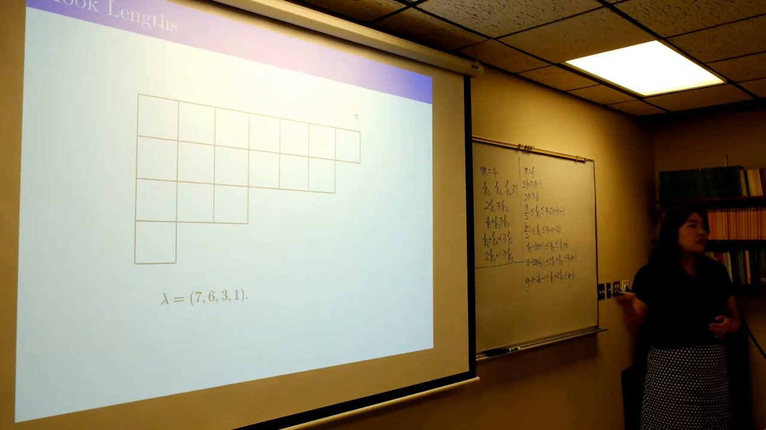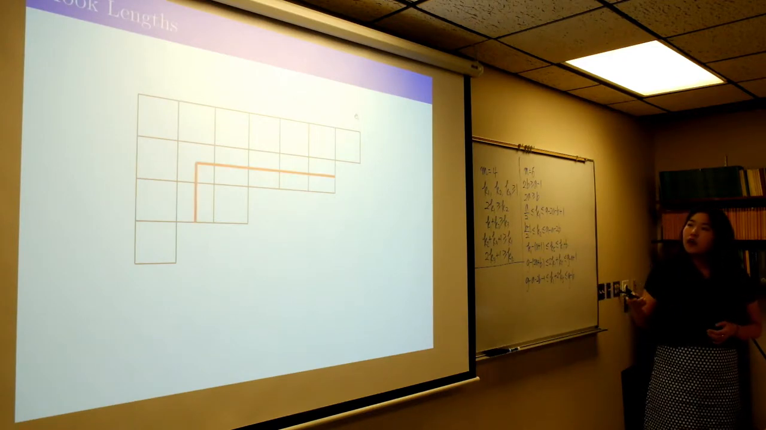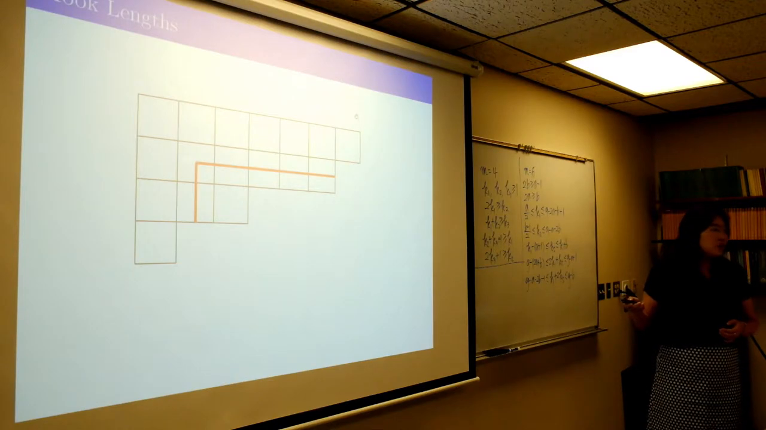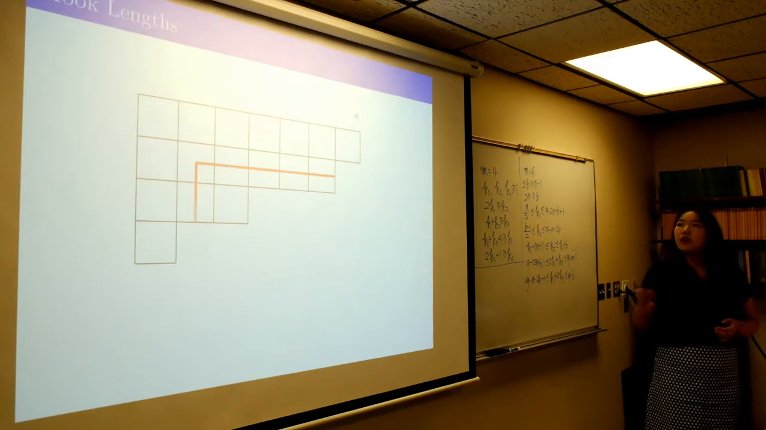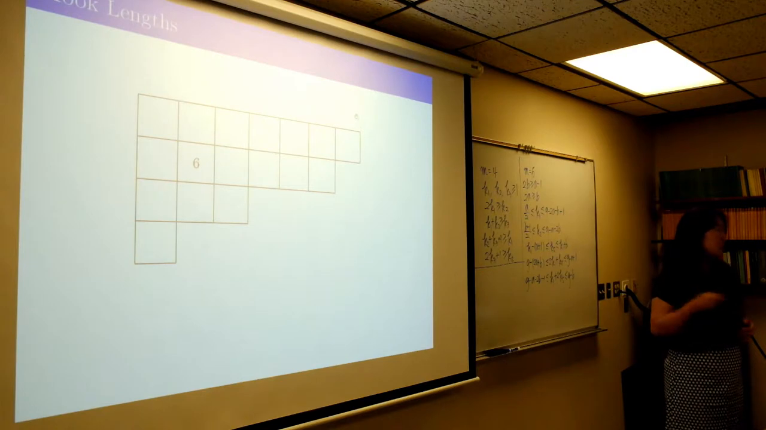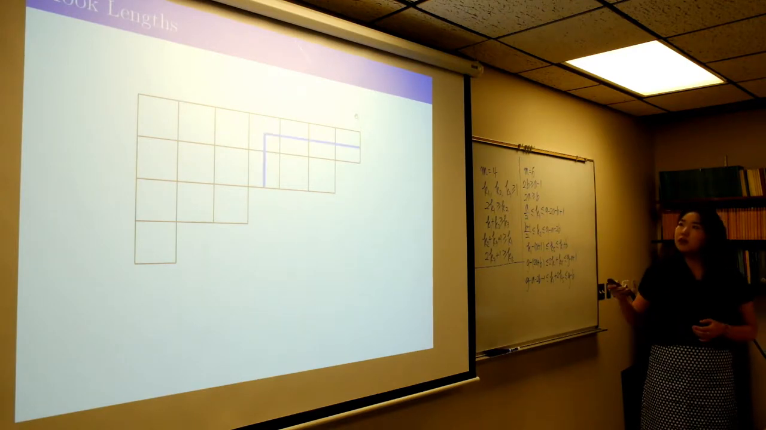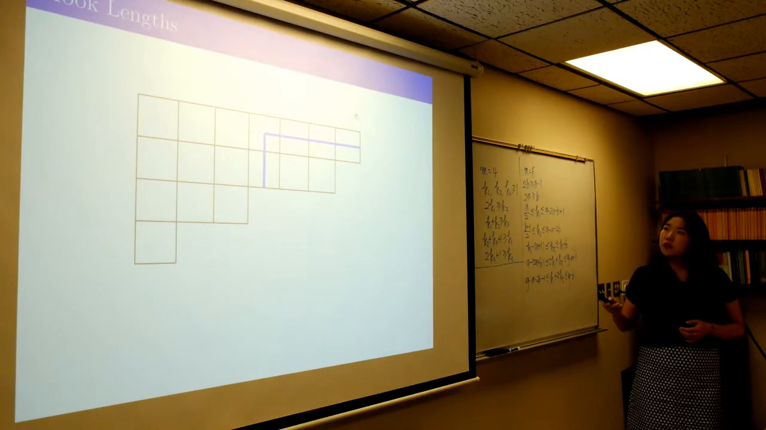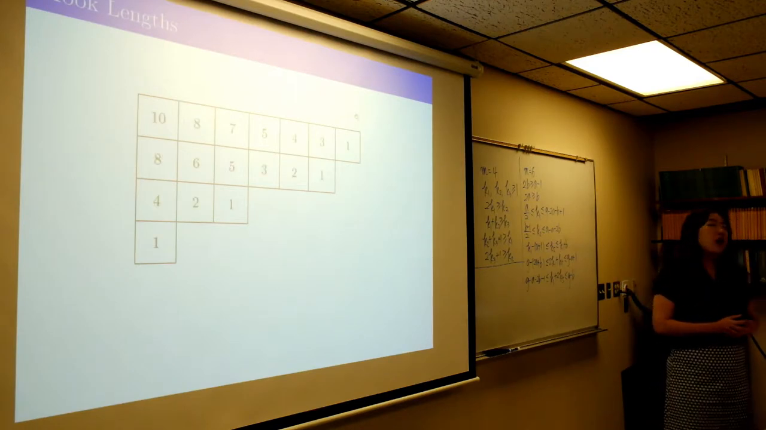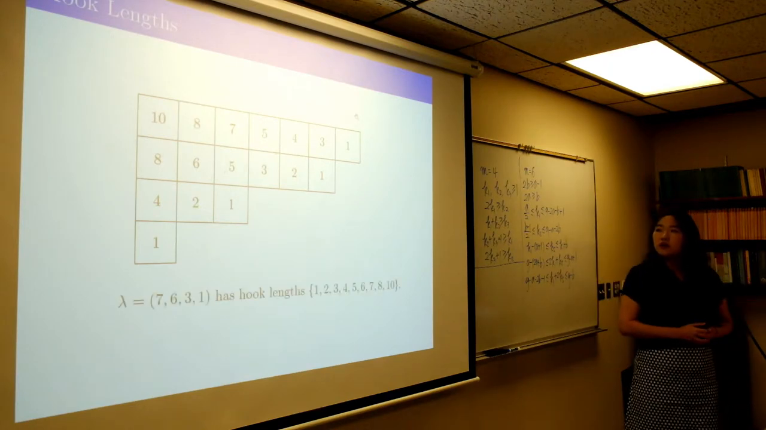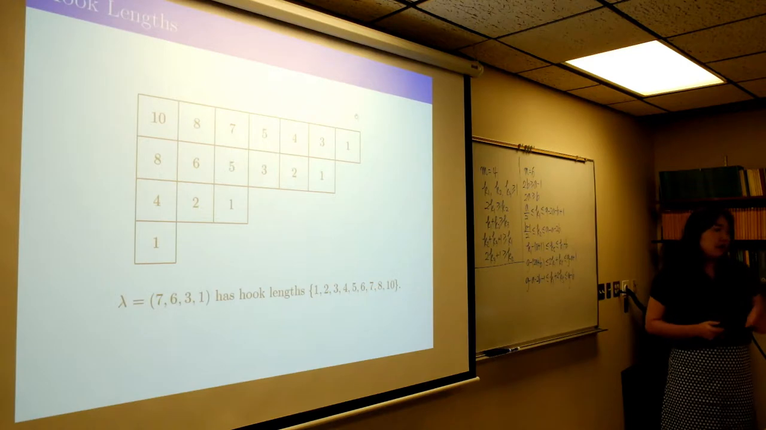This is a partition of 17. For this particular cell, we draw a hook centered at this cell, like this red line, and count the number of cells on this hook. We have 4 on its right, 1 below, and 1 for itself, so the hook length of this cell is 6. In the same way, the hook length of this other cell is 3 plus 1 plus 1, so 5. When you compute the hook length for every cell in this Ferrers diagram, we get this set of numbers. So this partition has hook lengths 1 through 8 and 10.